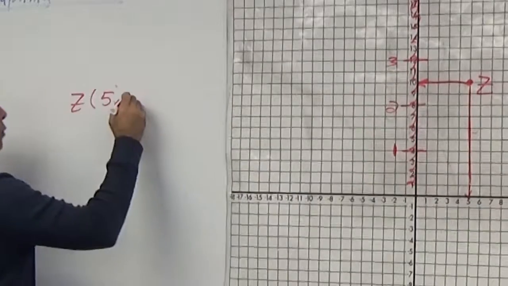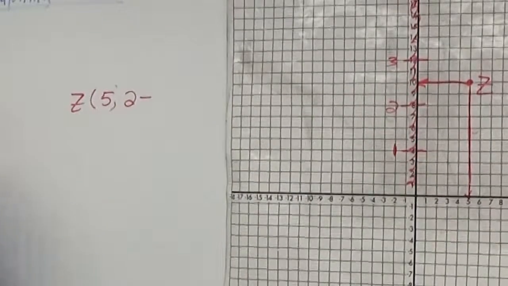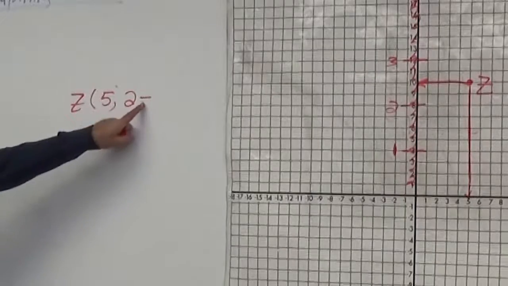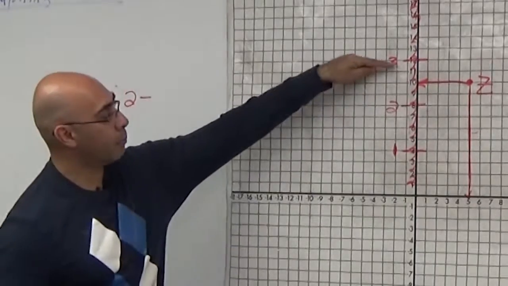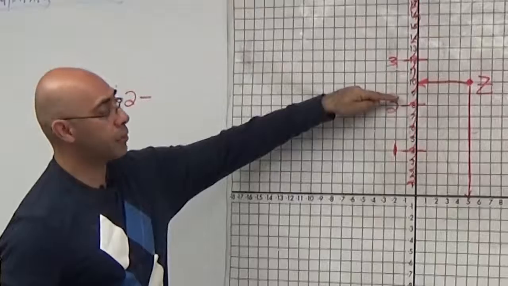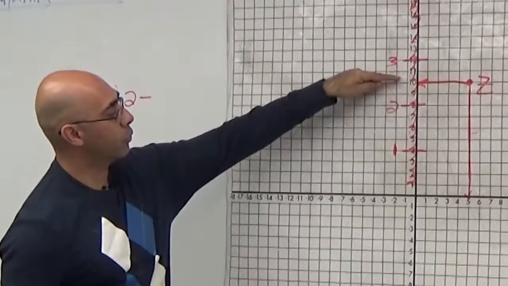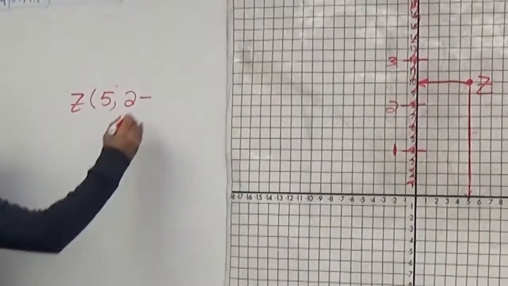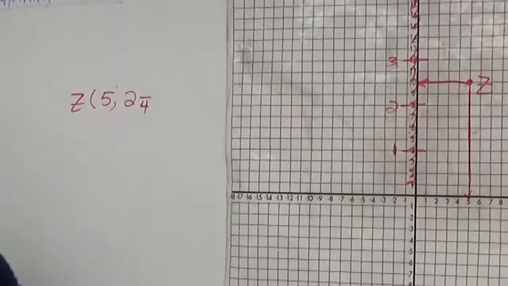So it's above 2. And the rest of it's going to be a fraction. Well, the bottom number is just how many spaces there are in between each number. And how many spaces are there? 1, 2, 3. Okay, there are 4 spaces. So that's your bottom number.